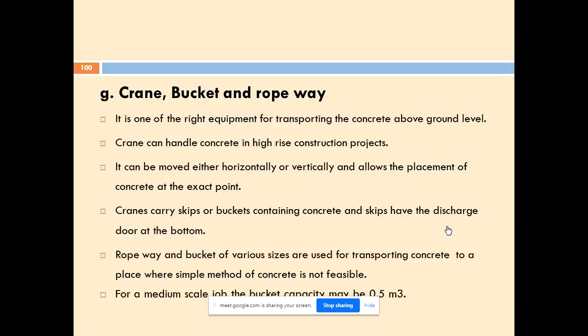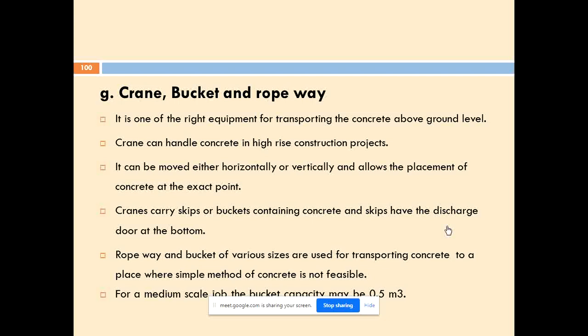So this is about the transit mixer. And the last one is the crane, bucket and ropeway. This is one of the right pieces of equipment for transporting concrete above ground level, because it can transport the concrete horizontally, or it can move vertically to place the concrete, and it can place the concrete at the exact point also. Whereas other transporting methods can move either horizontally or vertically, the crane, bucket and ropeway can move in all directions. And the advantage is it can transport to higher levels also.